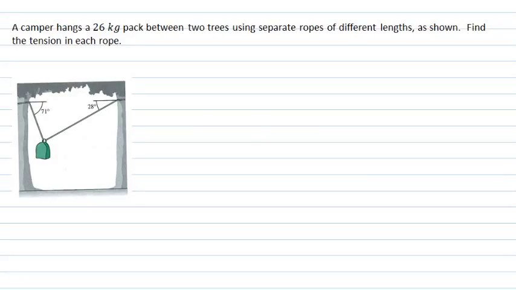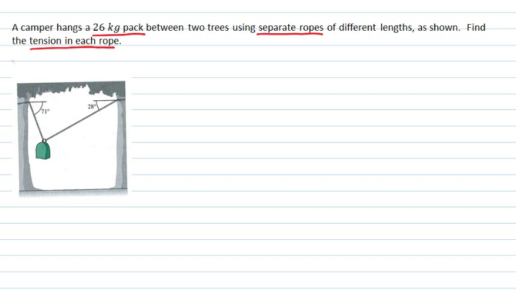In this PhysCast, we're asked to consider a pack which is 26 kilograms and it's been strung up between two trees, as given by the diagram here, with two different ropes, two separate ropes. And we're asked to find the tension in each rope. So each rope supports a different tension.